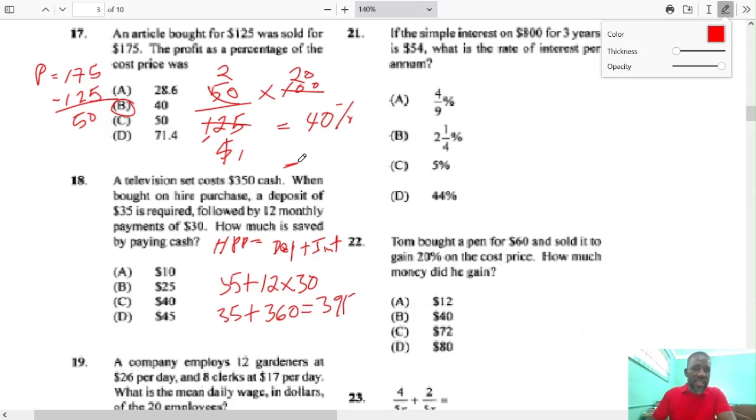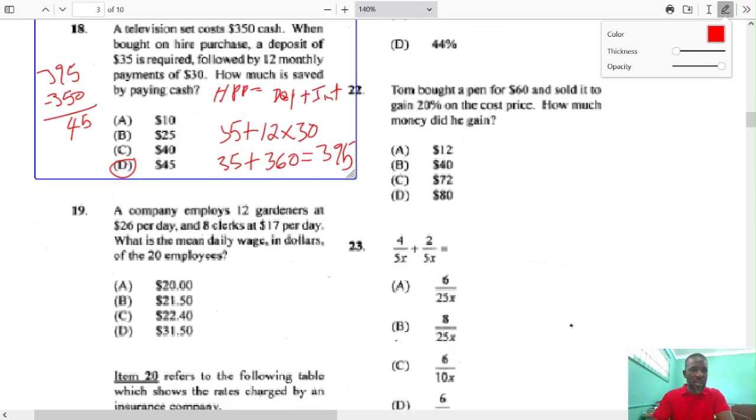So what this is saying is that if we bought this on hire purchase, it would have been 395. So therefore, if we bought it for cash, it would be 350. So if I subtract the cost price from the hire purchase price, which is 395 minus 350, then our answer is going to be equal to $45. So the person who purchased on hire purchase would pay $45 more than the person who paid for cash. So the answer here is 45. Okay.